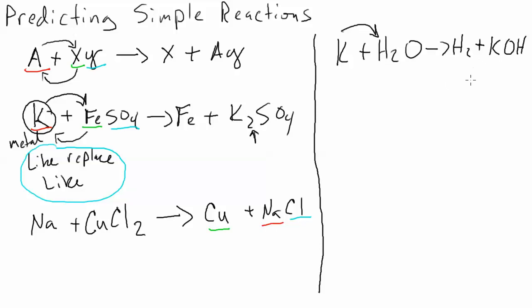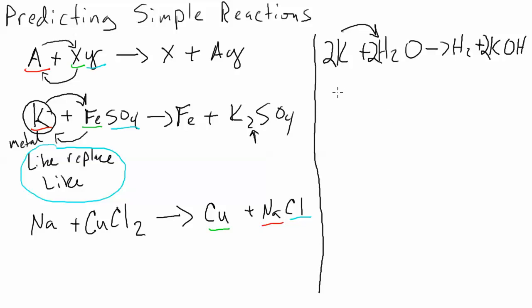Because what actually happens in this is that you have 2 potassiums, and that makes 2 potassium hydroxides, and it reacts with 2 waters. But balancing is something for another day.